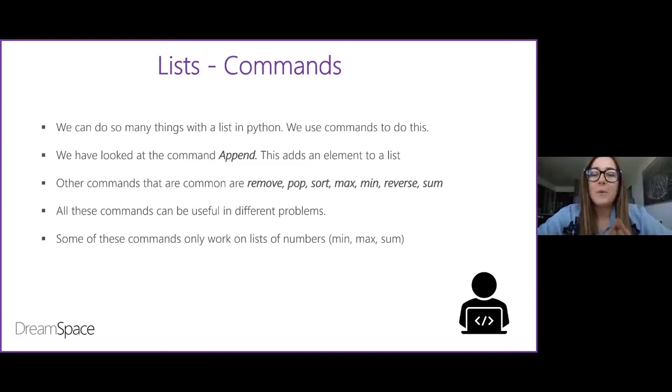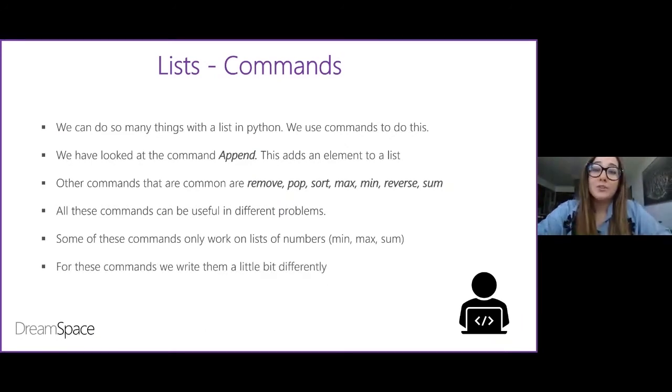When it comes to max, min, and sum, we use them just a little bit differently, okay? Because all of these different commands, they're used for different problems. And when it comes to max, min, and sum, we have to have numbers in our list to use these. And when we do use them, the way we write the code is a little bit different to how we write remove, pop, sort, and reverse. Okay, so let's have an example of this.